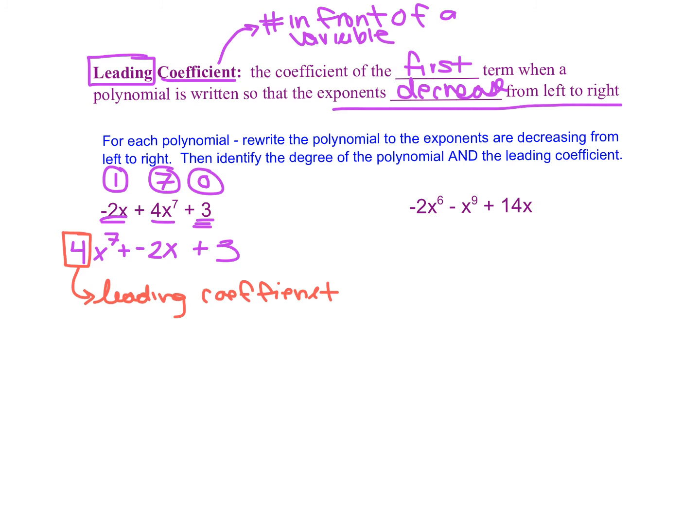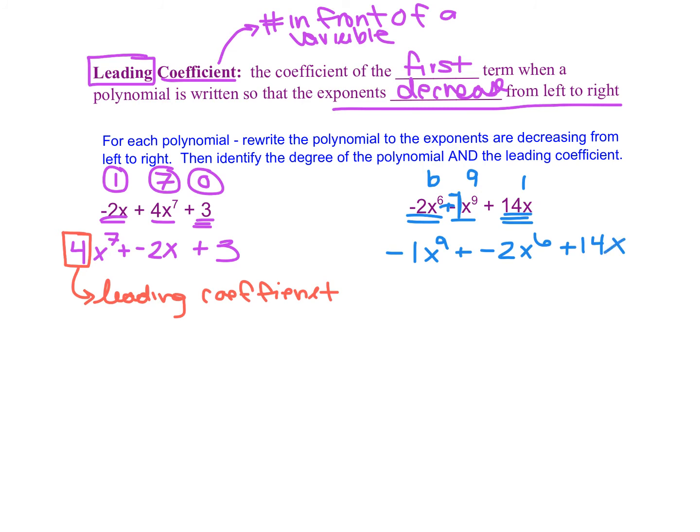Now if I look at my next example, I'm going to go through the same process. First I'm going to add in my coefficients to make sure I can see what they all are. So I added in a 1, then I'm going to utilize keep, change, change. Then from here I want to rearrange these so that they are in decreasing order from highest degree to lowest degree. This monomial has a degree of 6, this monomial a degree of 9, and this one a degree of 1. So my degree of 9 needs to come first, so I have negative 1x to the power of 9. Then plus, my degree of 6 comes second, so negative 2x to the 6th. And then my degree of 1 comes third.